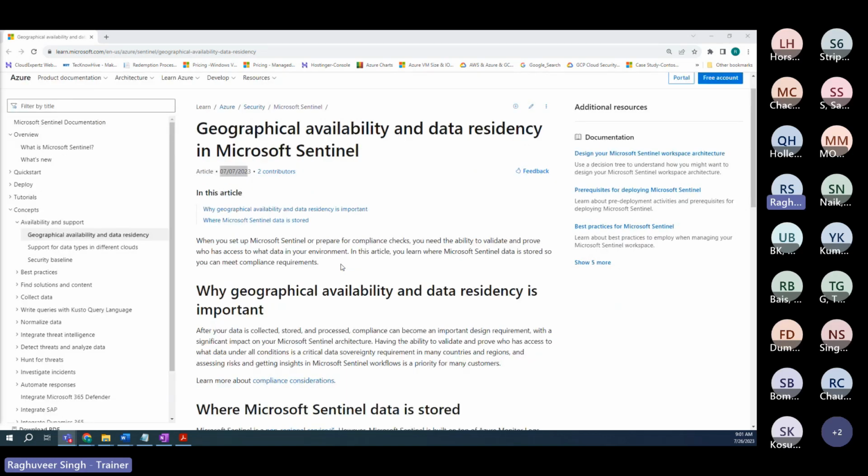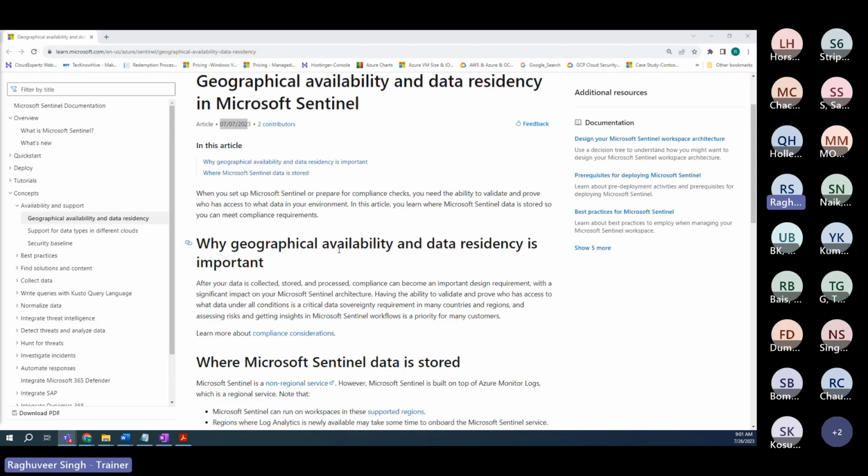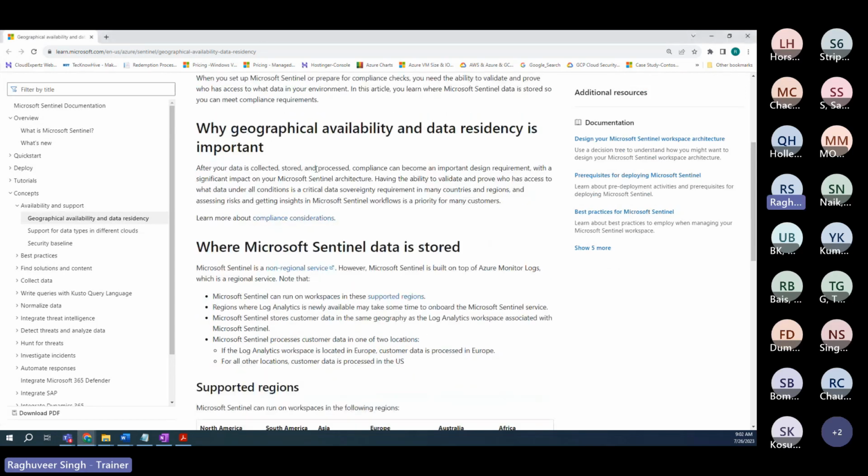Now, this is where you need to understand. It says, after your data is collected, stored and processed, compliance can become an important design requirement with a significant impact on your Microsoft Sentinel architecture. Having the ability to validate and prove who has access to what data under all conditions is critical for data sovereignty requirements in many countries and regions. For example, in Europe, GDPR is very important, and GDPR deals with PII.